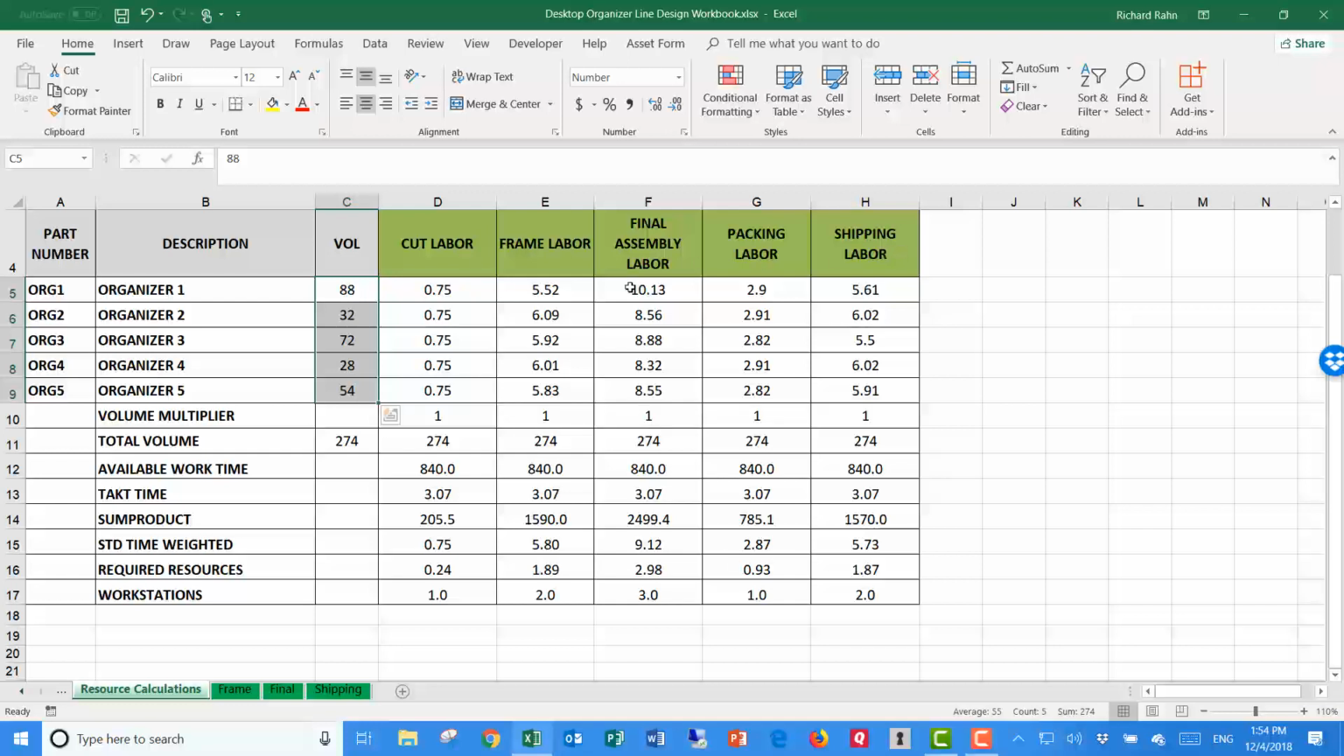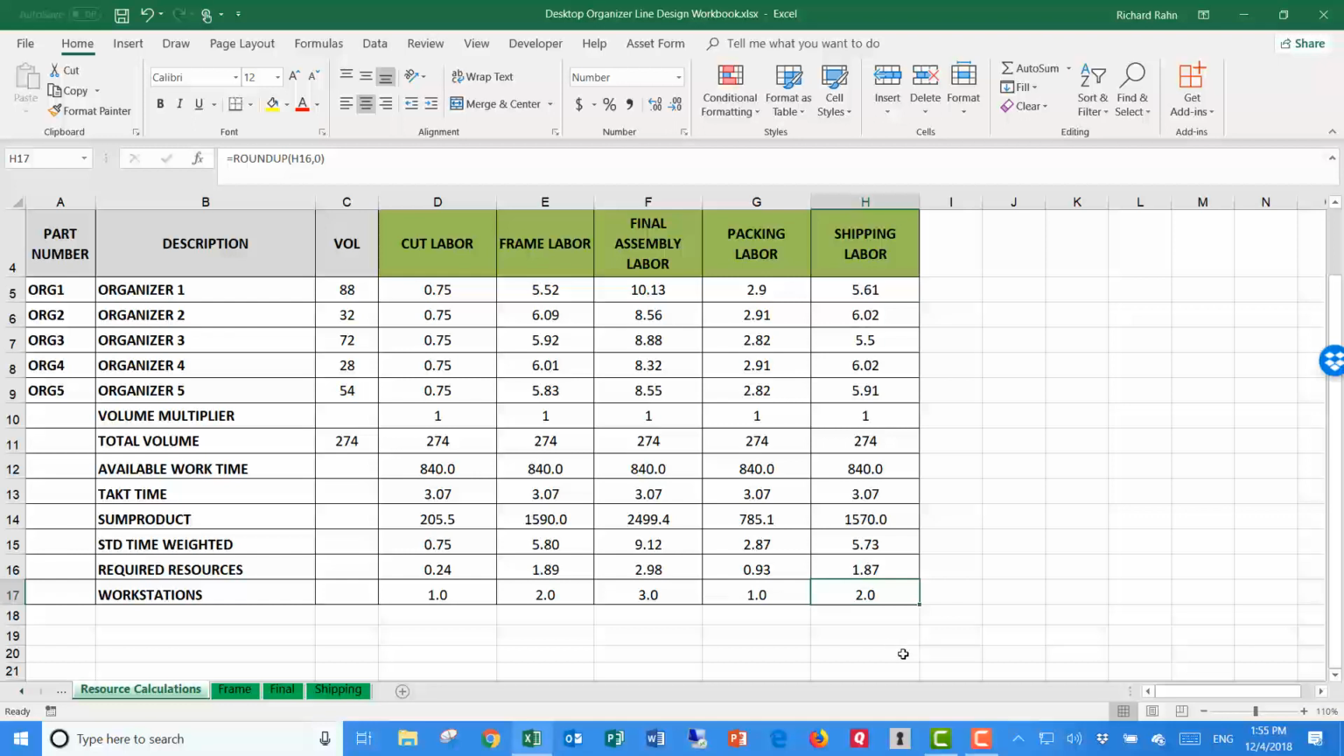It's all labor, so that would be, strictly speaking, the number of people we need, and also down below, workstations. How many physical locations do we need for people to do work? We'd have to round up in that case for workstations. So we need 1 cut station, 2 frame, 3 final, 1 packing, and 2 shipping.